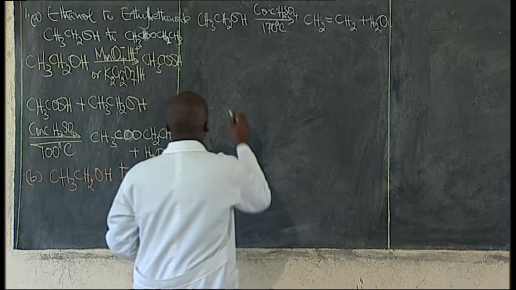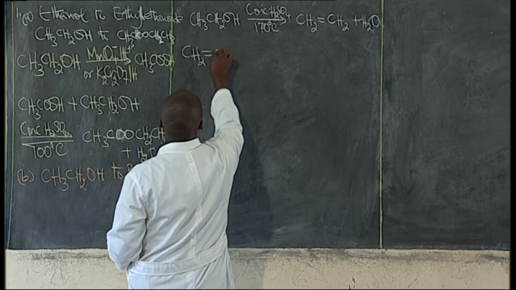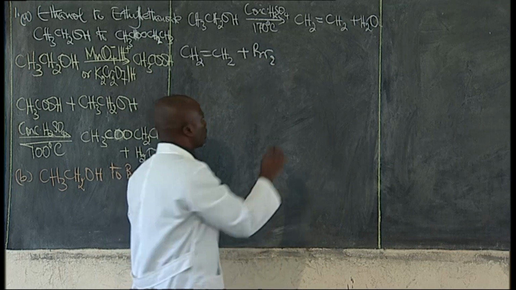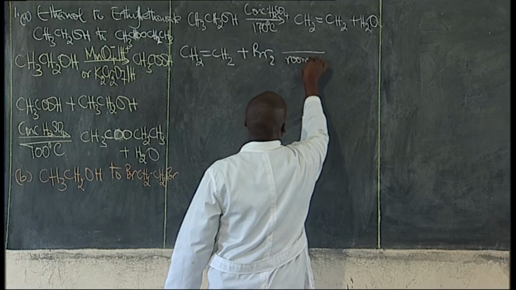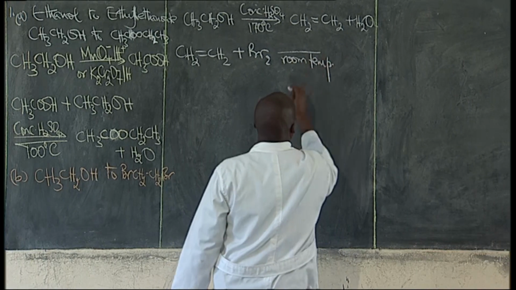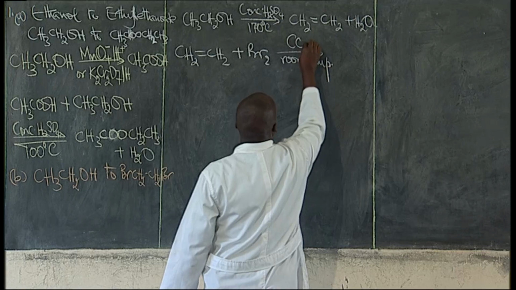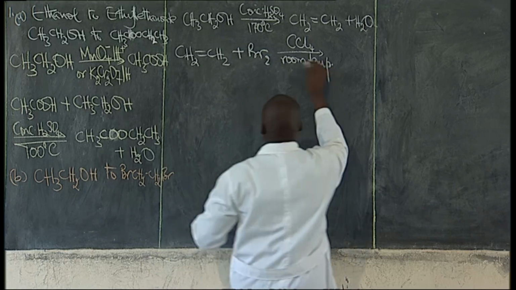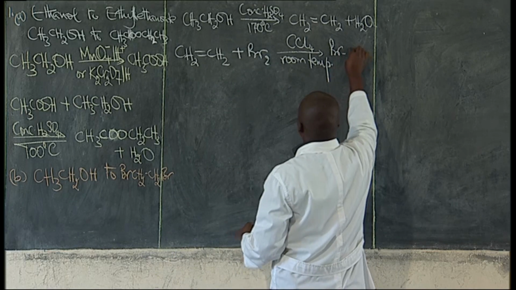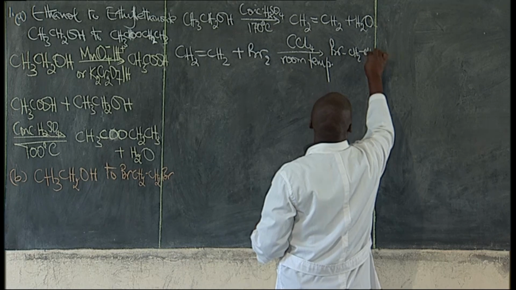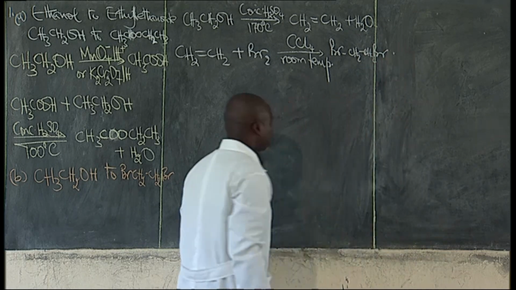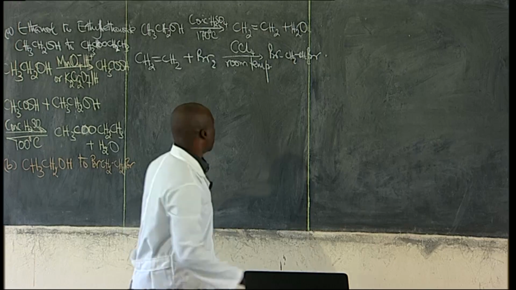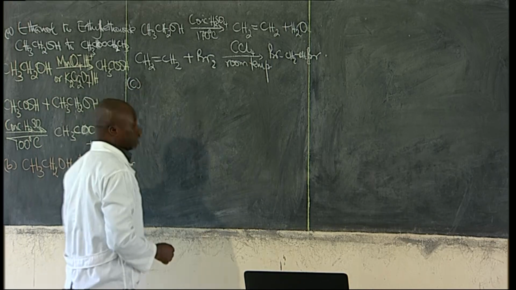After getting the alkene, which is ethene, then we'll add bromine. This reaction takes place at room temperature and in presence of carbon tetrachloride as a solvent. So this one will give us the product that we need, CH2Br-CH2Br, 1,2-dibromoethane. Let's go to number C.